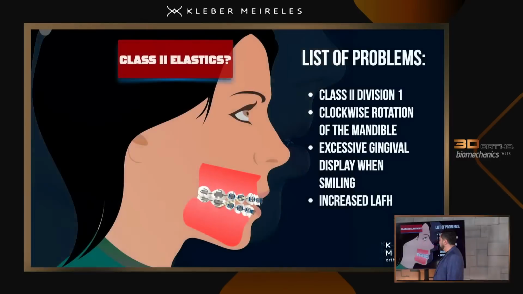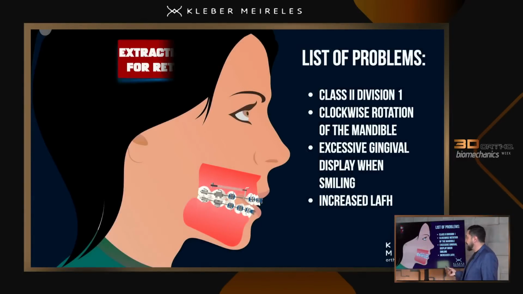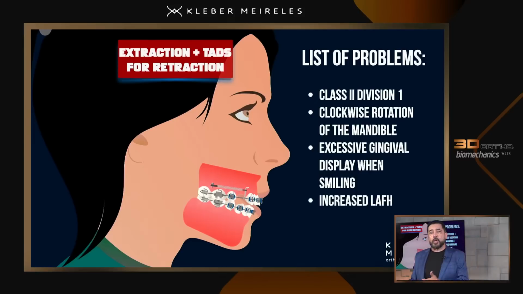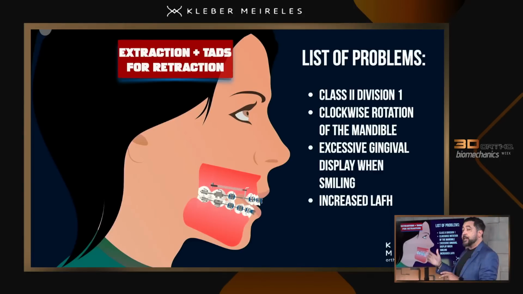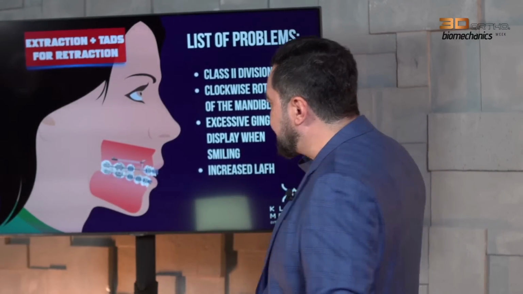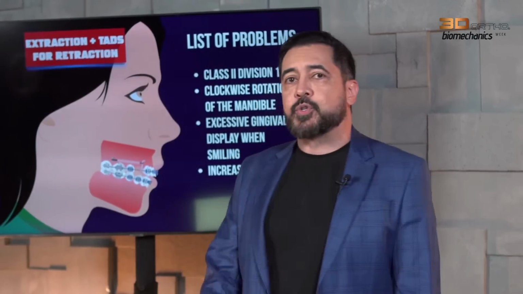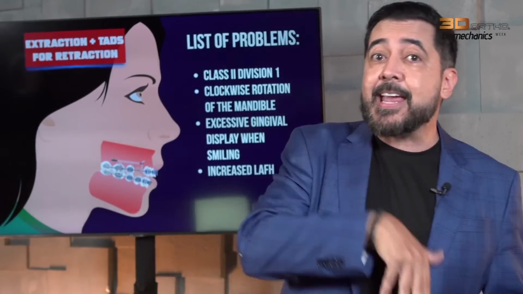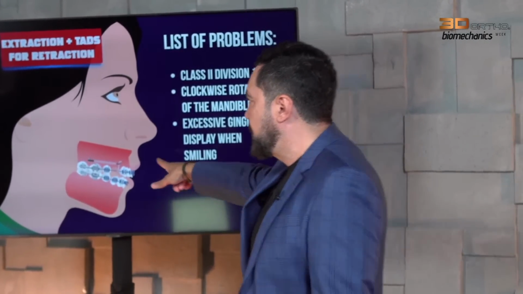What are the options if we don't use elastics? Let's say I want to treat my patient with extraction plus distalization of the upper anterior teeth. Look at that. This is completely different when we compare with the distalization of the entire upper arch in one piece at once. We are not doing this now. What we are doing now is the correction of the Class 2, the K9 relationship, by distalizing the anterior segment.